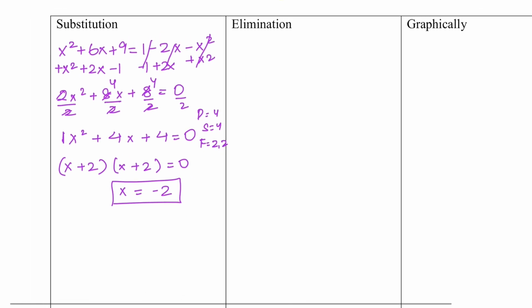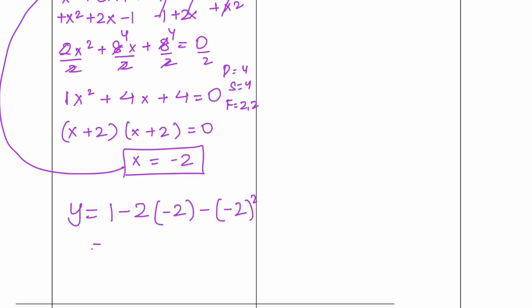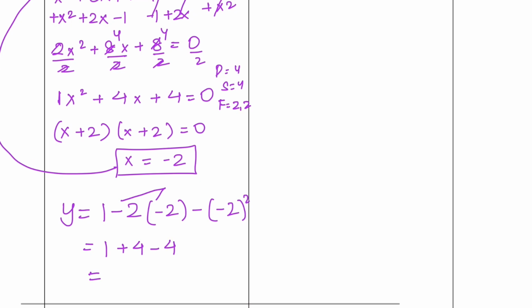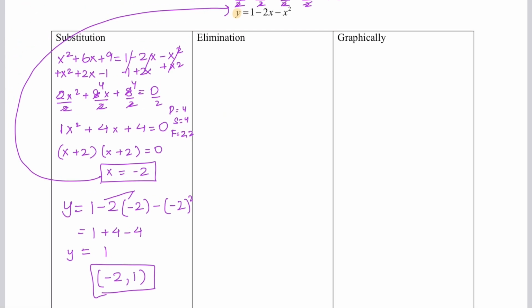So now that I have negative 2, I'm going to plug it in either of my equations. Let's do the second one. y is equal to 1 minus 2 times negative 2 minus negative 2 squared. So it'll be 1 plus 4 minus 4, which will give you y is equal to 1, and your answer will be negative 2, 1.